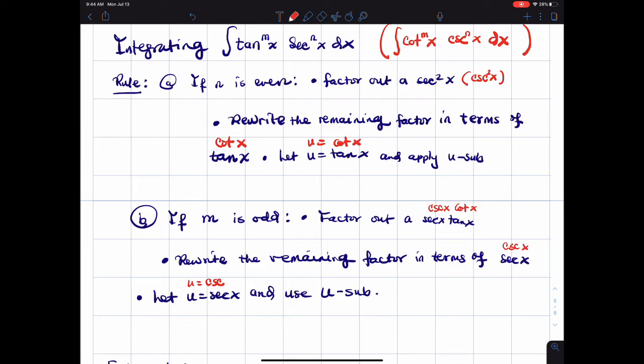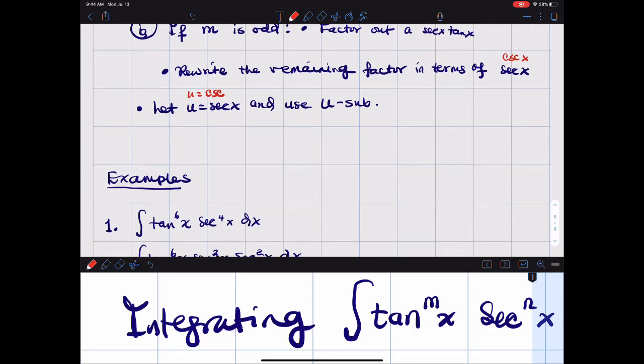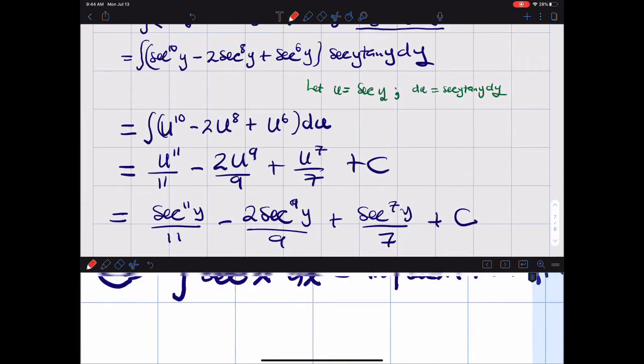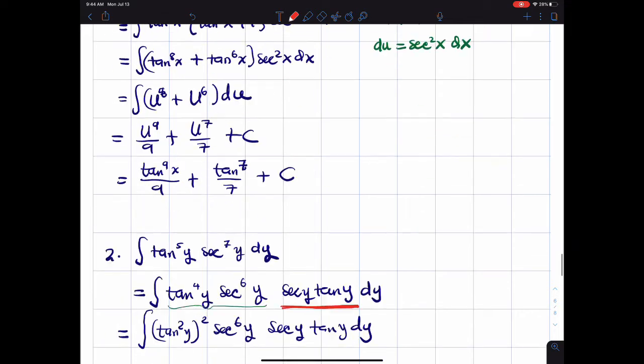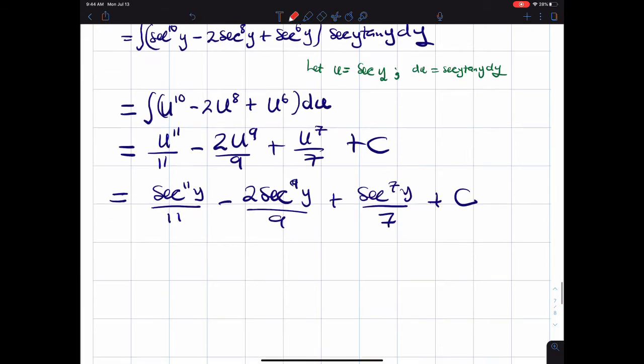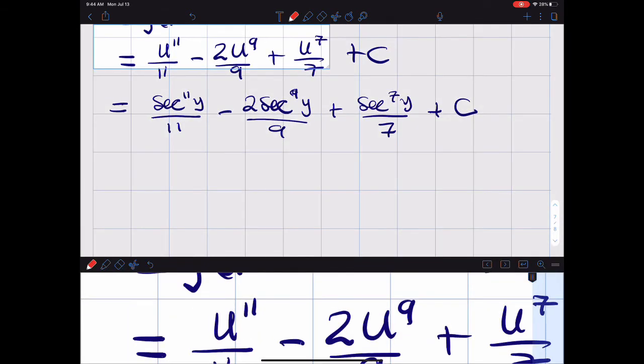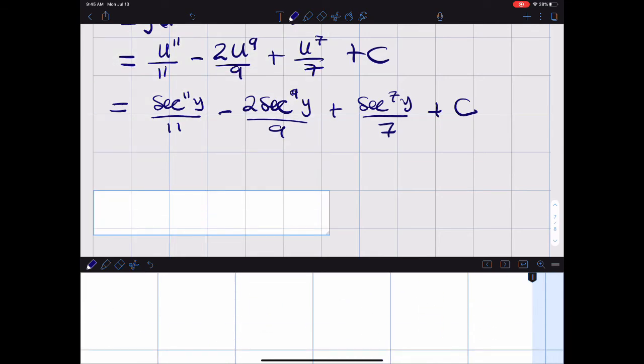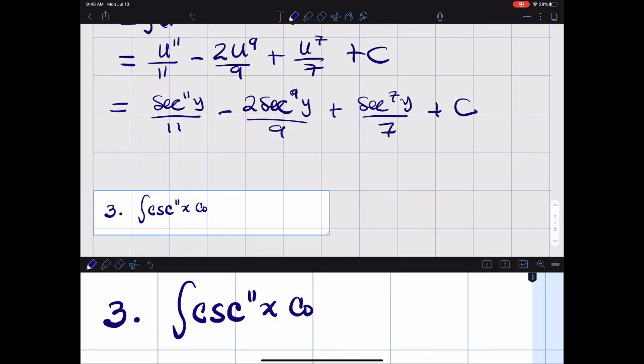All right, you can pause and write this down if you want. Okay, so let's try an example. Let's go number three. And let's do cosecant to the power of 11th x cotangent x dx.